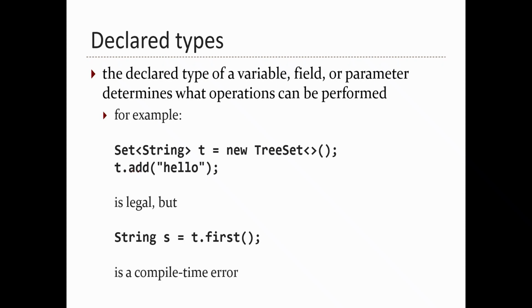I can call add using T, because T is a Set, and Set has the add method. What I can't do is call the method first. First is a method that belongs to TreeSet. It returns the first object in the set, because tree sets are sorted. But I can't use first because I said that T was just a regular old Set. So that doesn't compile, because T was declared to be a Set and not a TreeSet.